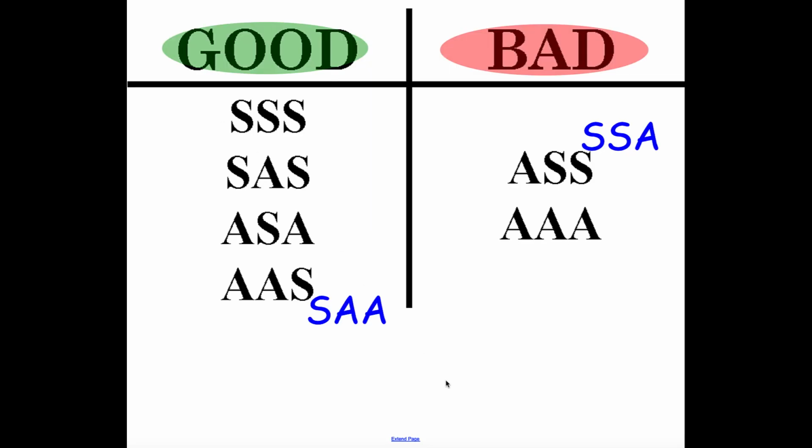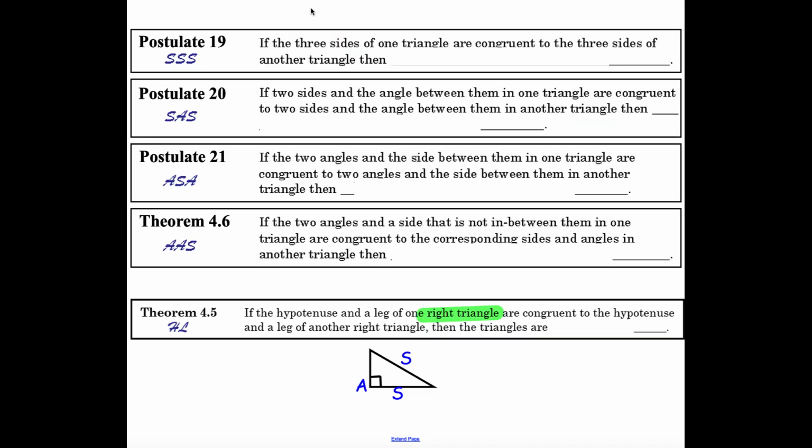Know these combinations. Remember, SAA and AAS are really the same, and ASS and SSA really are the same. It's the angle not between the sides, and one of them doesn't work and one of them does, right? Know the 2 combinations that don't work. That's really your job. These are officially postulates with a couple theorems mixed in. Postulates 19, 20 are SSS and SAS. 21 is ASA. AAS is interestingly a theorem.